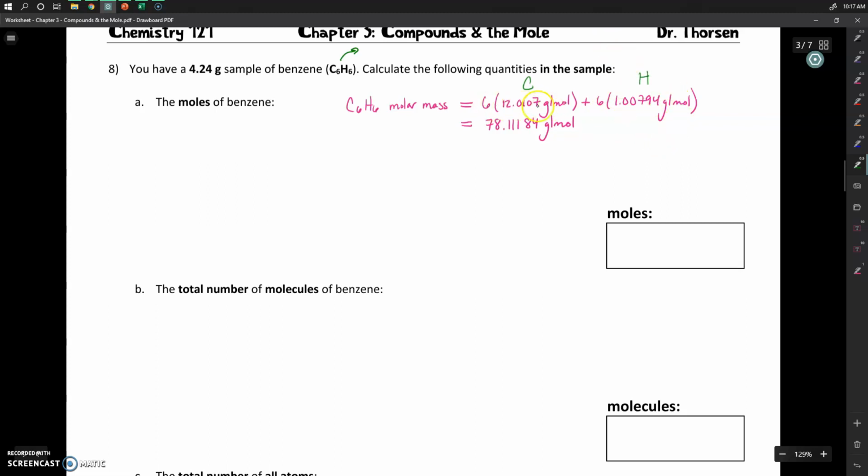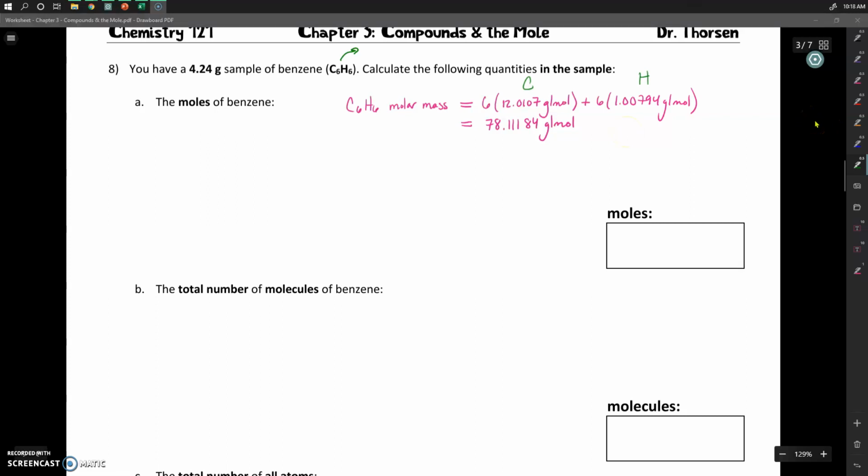And I apologize, this key is from using a periodic table that had slightly more sig figs on the molar mass values. So just keep in mind the periodic table I provide you guys with, this would have been 12.01 and this would have been 1.01 over here. So you might get a slightly different number for the molar mass if you're using our periodic table, but the process is still exactly the same.